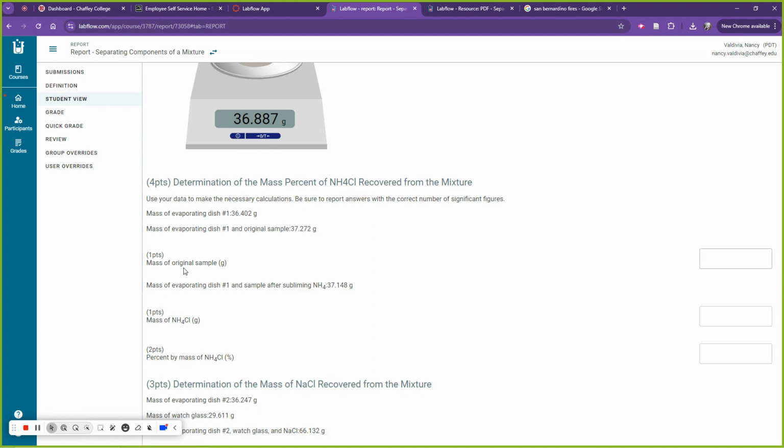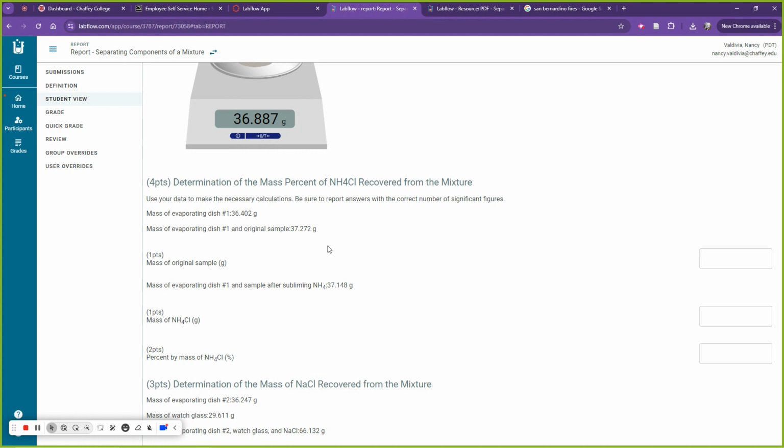All right, so it's asking, what is the mass of the original sample? How can we find the mass of just the original sample? Don't overthink it. That's one of the things people do. They overthink it because they're like, it can't be simple. You subtract. Exactly what you do. You're gonna subtract the mass of the dish from the mass of the dish with the sample, right? Because if you get rid of the mass of the dish, then you're just left with the mass of the sample.